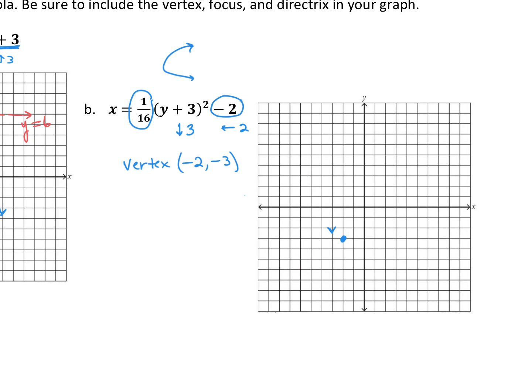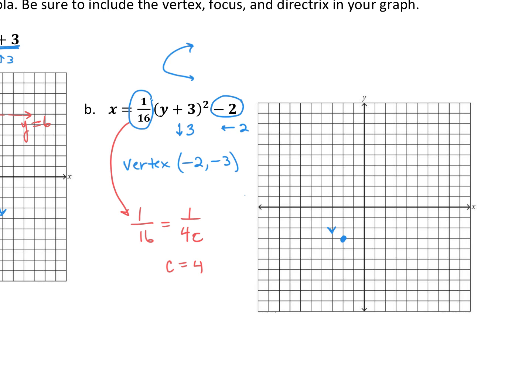Now to figure out how far away the focus and directrix are from the vertex, we need our c value. That's where this fraction comes in. 1 over 16 is equal to 1 over 4c. So when we look at this, the ones are equal, so these have to be equal. So 4 times what number is equal to 16? And that is a positive 4.